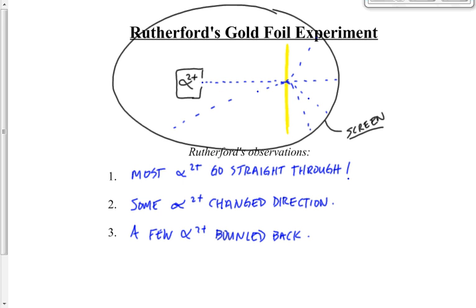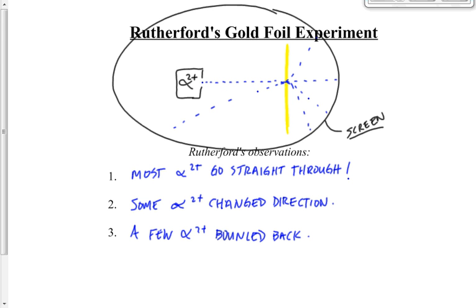So what does this tell us about the atom? Well, first of all, we know that the gold is made up of a bunch of atoms, right? And until this point, those gold atoms would have been a sea of positive charge with a bunch of little electrons floating around inside. Now Rutherford and his assistants are going to come up with a new model of the atom based on the three observations that they made.